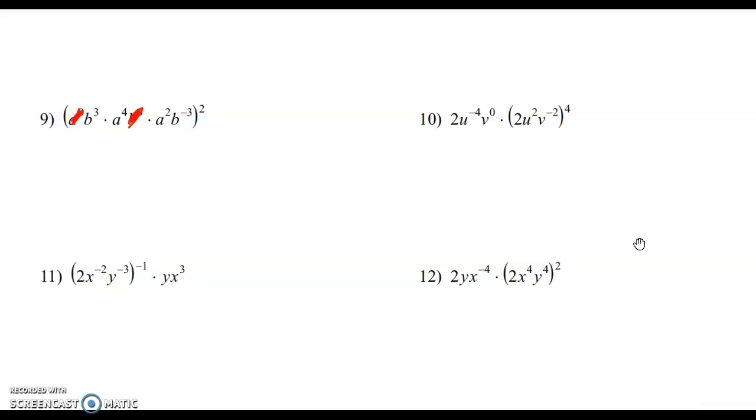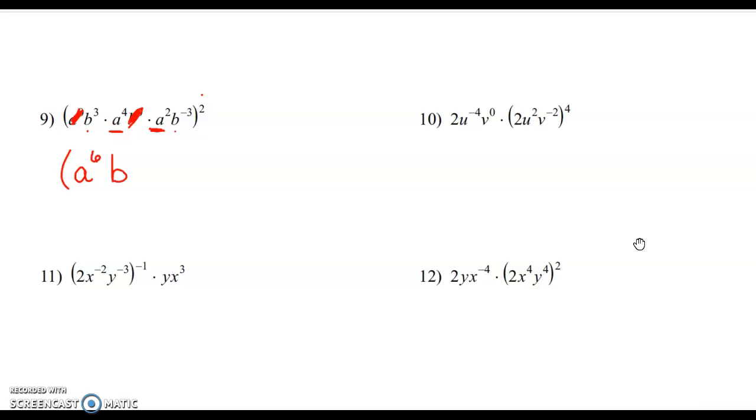I'm going to multiply those together first, because when I multiply the bases, I add the exponents before I bring in the exponent of 2. If I bring this 2 in now, I've got 1, 2, 3, 4 places to bring it. If I multiply them first, I'm only going to have 2. So a to the 4th times a squared, when I multiply like bases, I add the exponents. So 4 plus 2 is 6.